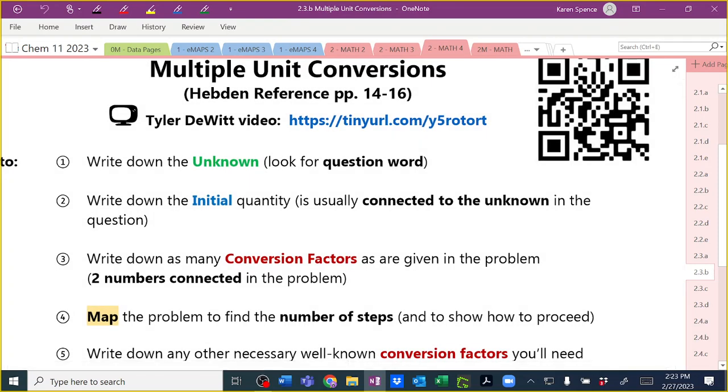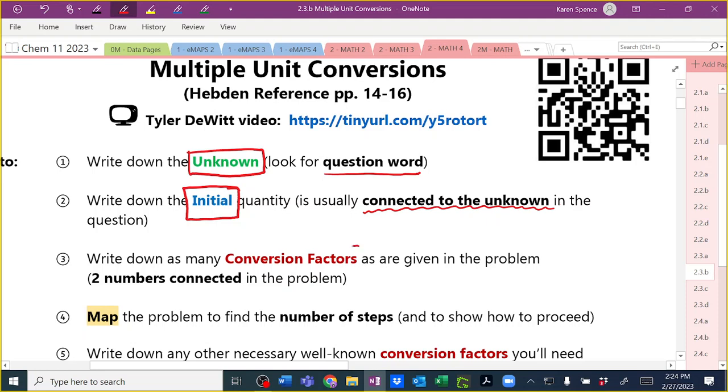So just like in the single step conversions, we are going to be looking for an unknown in the question. We're going to look for the question word. We're going to be looking for an initial quantity, which will be connected to the unknown in the sentence. And then we will have some conversion factors. You might know them, like 24 hours per day, you know that. Or they might be given in the question, in which case you have to find them in the question.